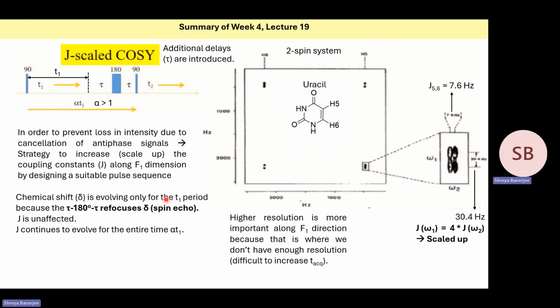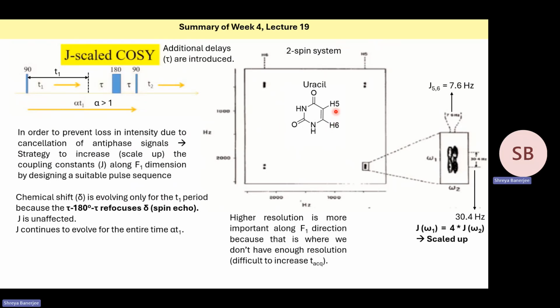So the time of evolution of the chemical shift is T1, but the time of evolution of the J value is the entire time alpha T1, because we know that spin echo does not refocus the J value. So spin echo will not affect the J value and the J value will continue to evolve for the entire time period alpha T1.